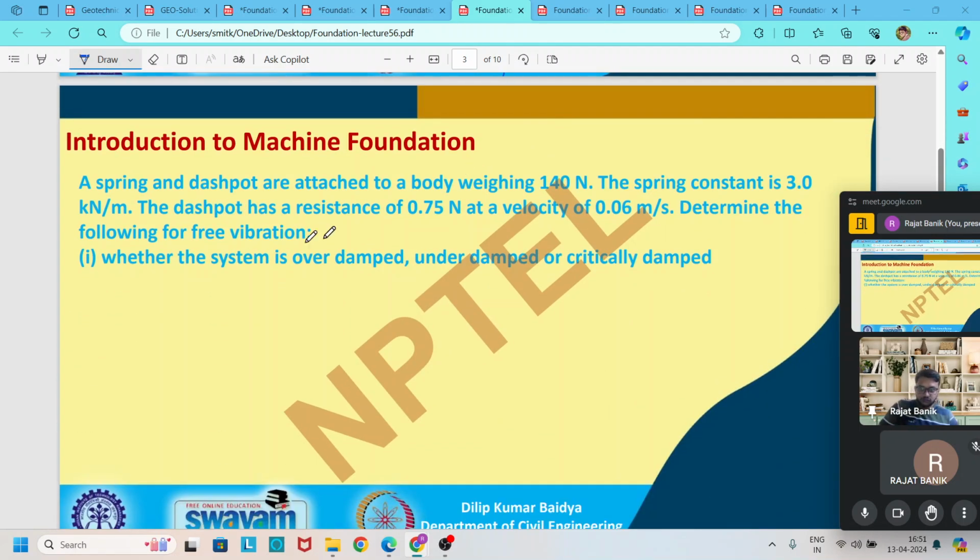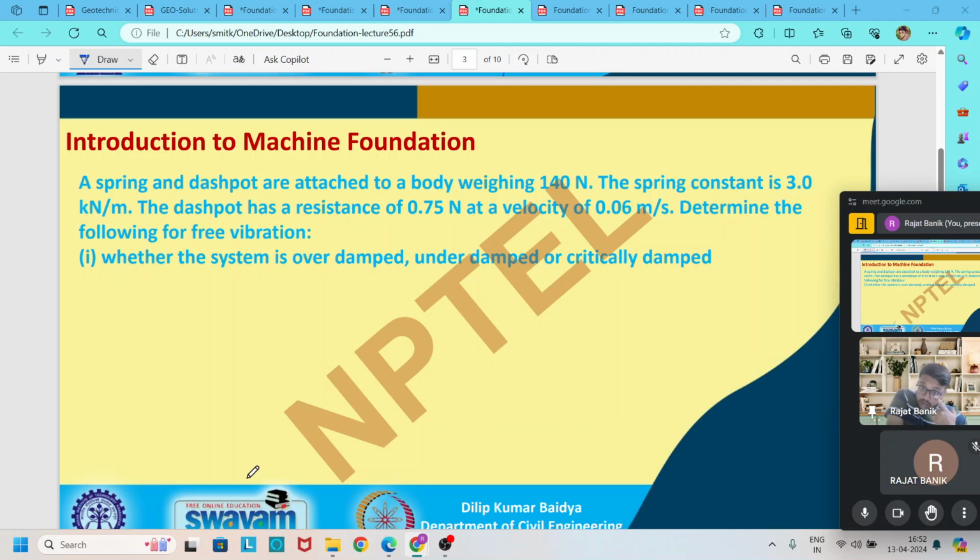It is said that a spring and dashpot are attached to a body whose weight is 140 Newton, and the spring constant is given as 3 kilonewton per meter. The dashpot resistance force is given as 0.75 Newton and the velocity is given as 0.06 meter per second. Determine the following for free vibration, whether the system is overdamped, underdamped or critically damped.